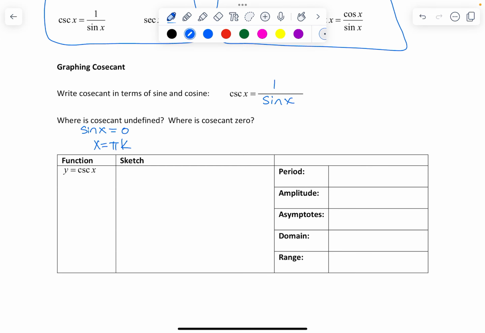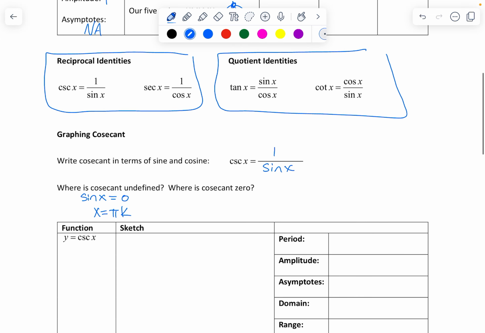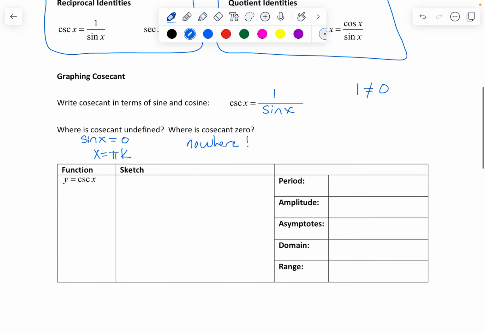Where is cosecant 0? Well, in order for a fraction to equal 0, the numerator has to equal 0. Can 1 ever equal 0? Well, if it can, I'm going to give you $0 million, and you can give me $1 million in return, because they're never actually equal. If you think they're equal, I will take $1 million from you. Okay, so where is cosecant 0? Nowhere. So it's never going to equal 0. So cosecant is the reciprocal of sine.